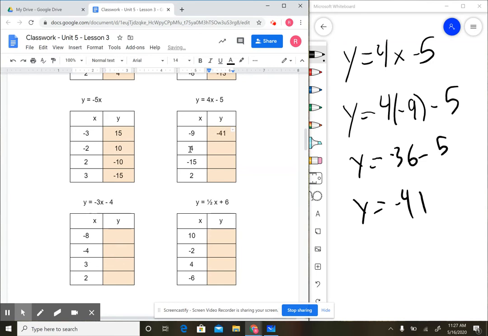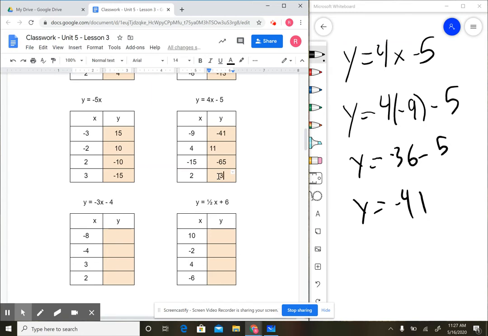So this one, we put 4. 4 times 4 is 16. 16 minus 5 would be 11. Over here, 4 times -15 is -60. -60 minus 5 would be -65. And then for the 2, plug in 2 here. 2 times 4 is 8, minus 5 would be 3.